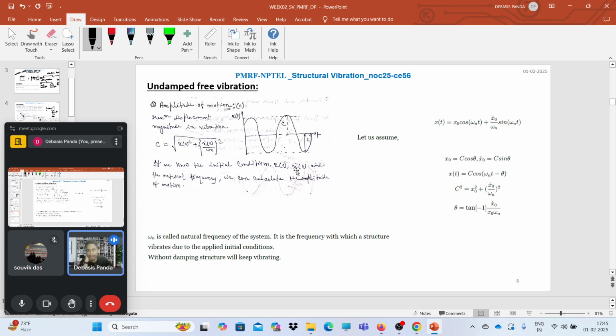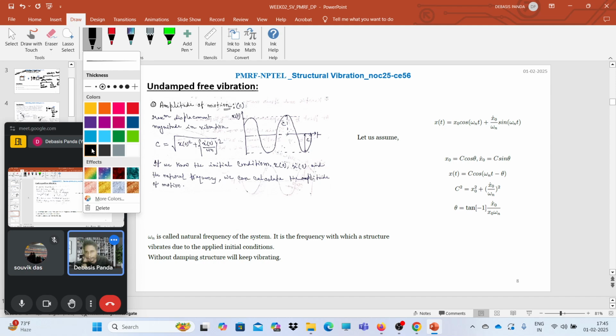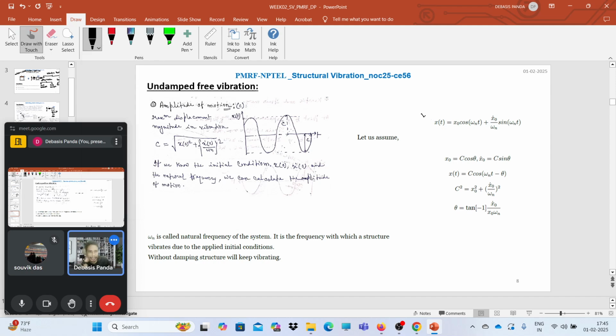Now how can we find out the amplitude? Amplitude is very easy. We have the solution for the displacement x of t, that means at any time instant t, the displacement will be x naught, the initial displacement, cos omega n t, plus initial velocity divided by omega n, sine omega n t. Now if I consider x naught equals c cos phi and simplify the equation, we find that c will be nothing but the square root of a square plus b square.